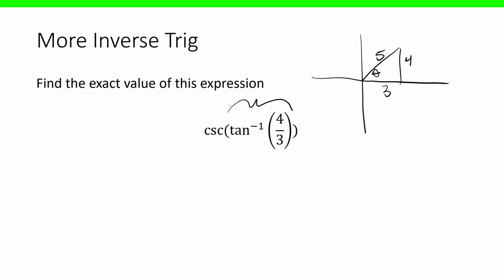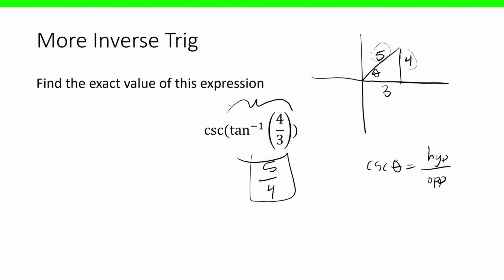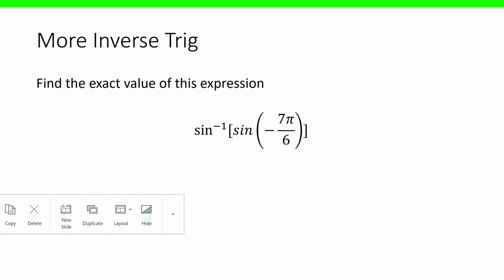Well, cosecant is hypotenuse divided by opposite, right? It's not the inverse, it's the reciprocal of sine. So this is just going to be 5/4. That's the hypotenuse, because cosecant theta is the hypotenuse divided by the opposite. Okay, so 5/4. All right, let's do another one.